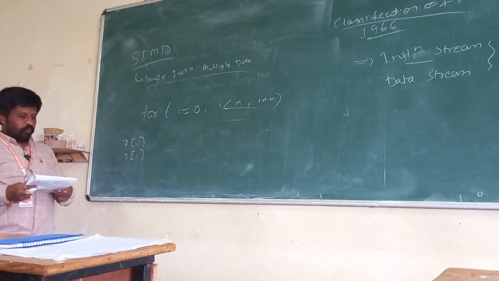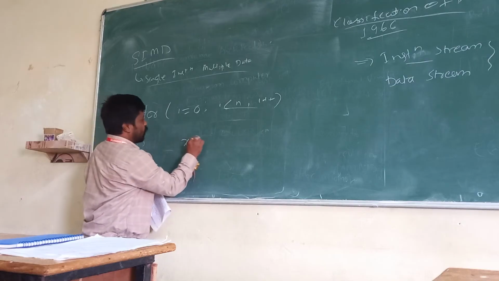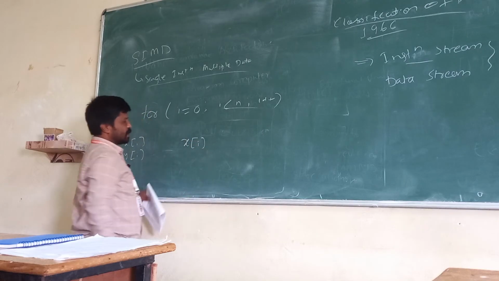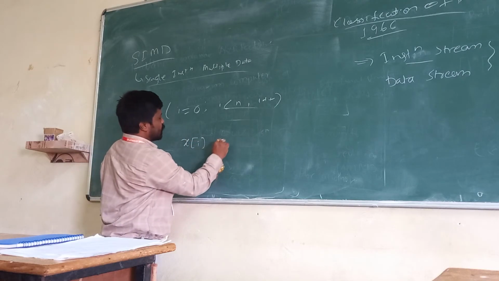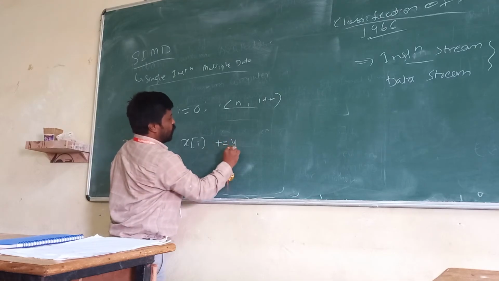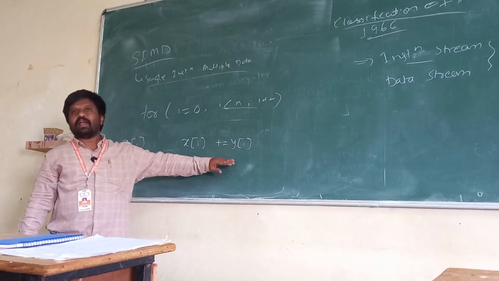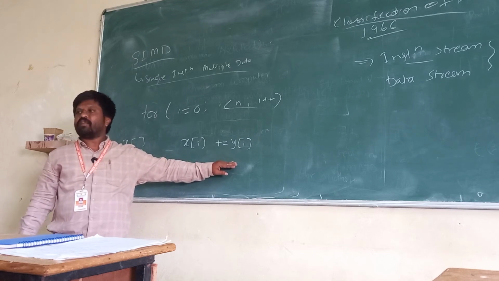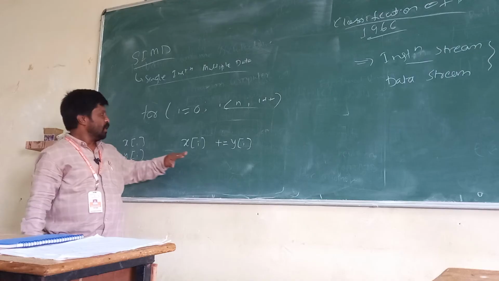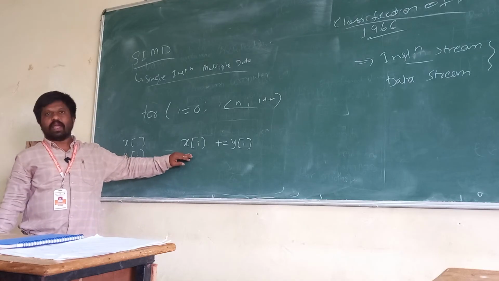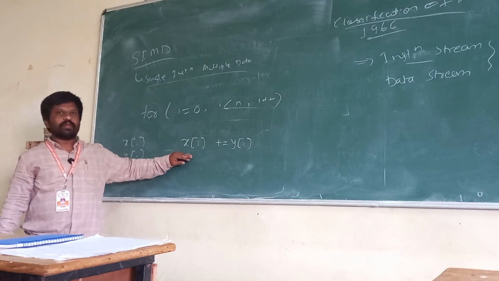How does it have to be done? With the operation X of i plus-equal Y of i. Y of i is an array with a number of elements, and X is also an array having some more elements.